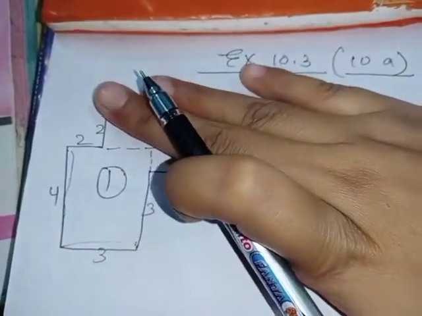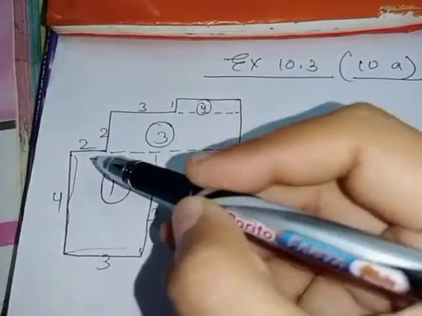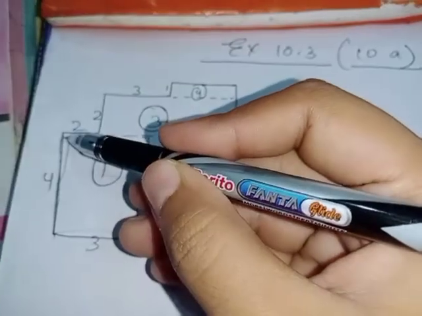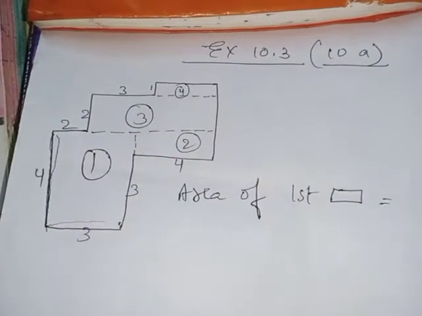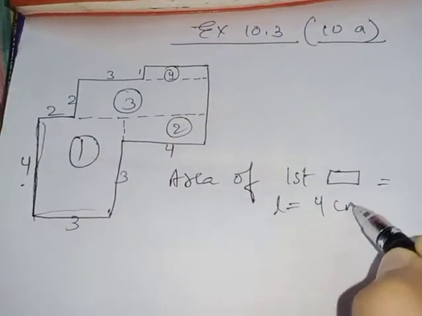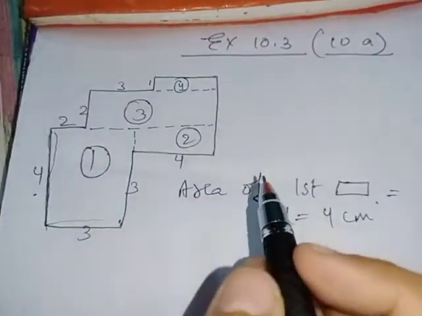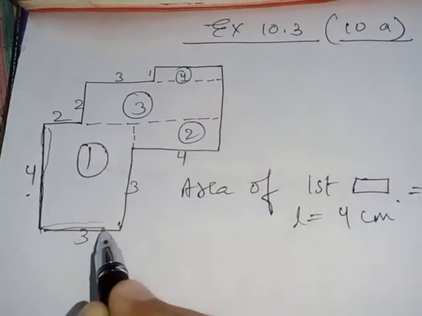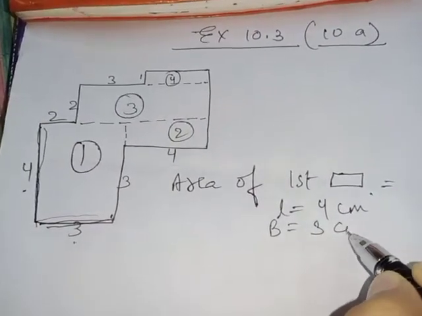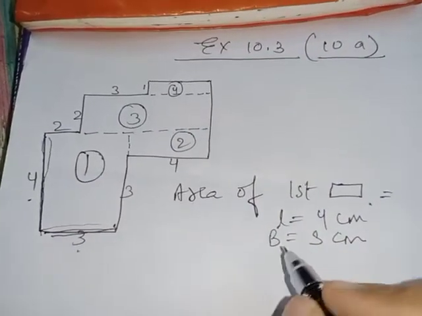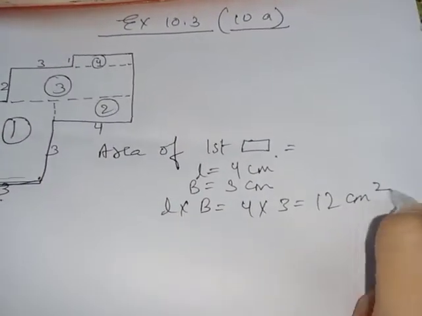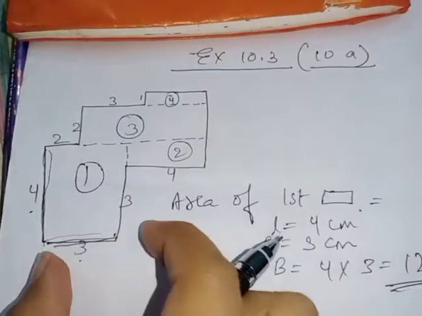Yes, so this is the long portion. We can say this is the length of figure number 1, right? So what is the length? 4 is given here. We can say length equals 4 centimeter for the first figure. This portion already has 3 written here. So breadth can be considered as 3 centimeter for our figure 1. Length into breadth is the area of a rectangle. 4 into 3 will be 12 centimeter square. We are done with finding the area of the first rectangle.